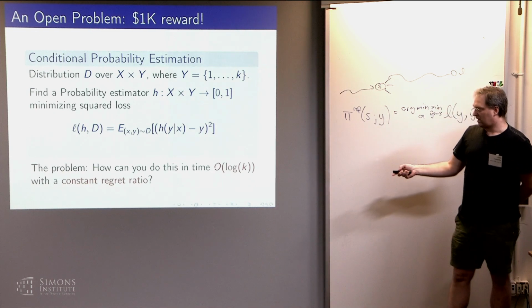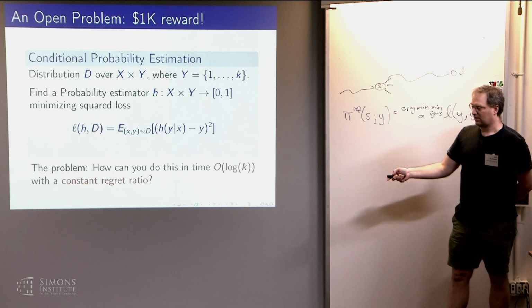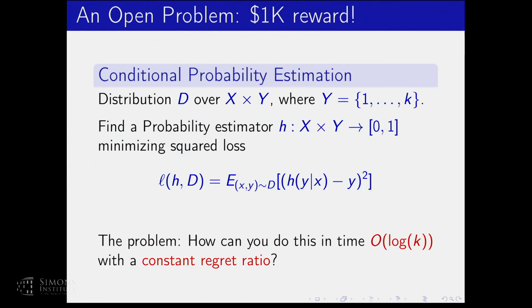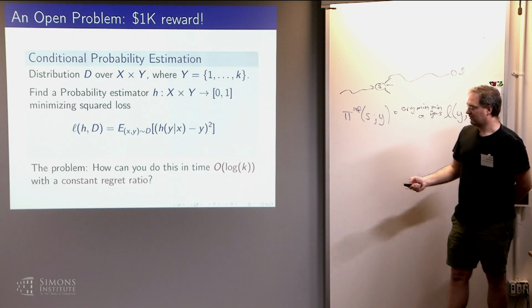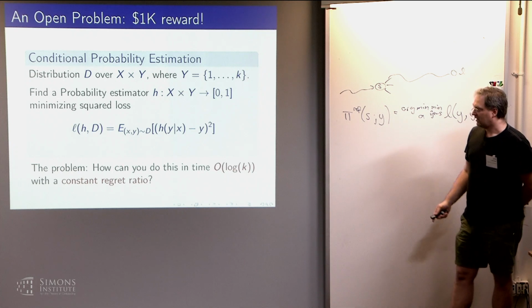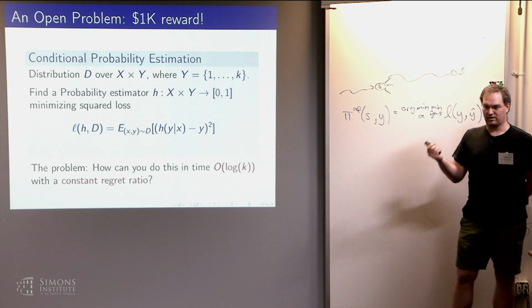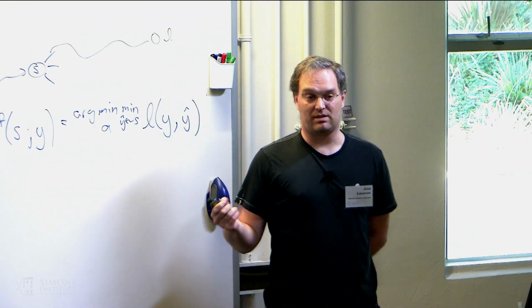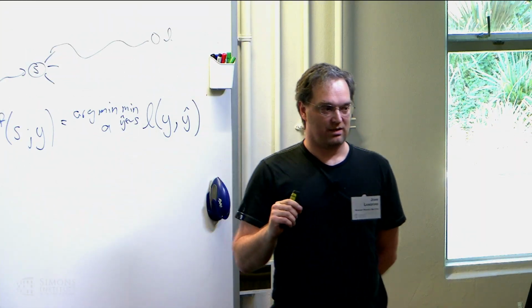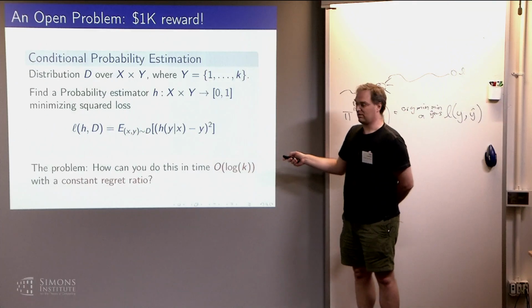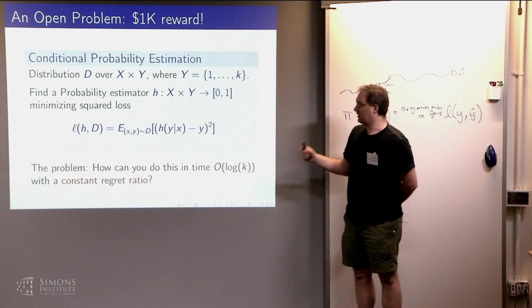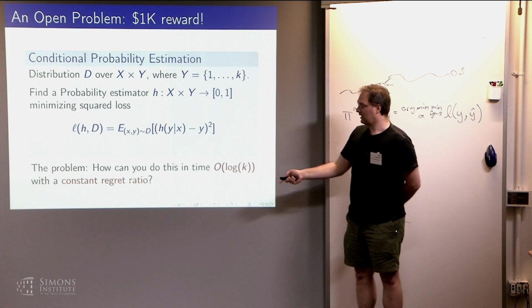If you take away either of these, there are straightforward ways to do this. I can do this in logarithmic time with a non-constant regret ratio. I can do this in linear time with a constant regret ratio. But getting the two of those together seems to be very difficult. One piece of evidence that this might be possible is that if the problem is multi-class classification, if we just want to minimize the error rate rather than doing squared loss, then we know how to achieve this kind of logarithmic time and constant regret ratio.